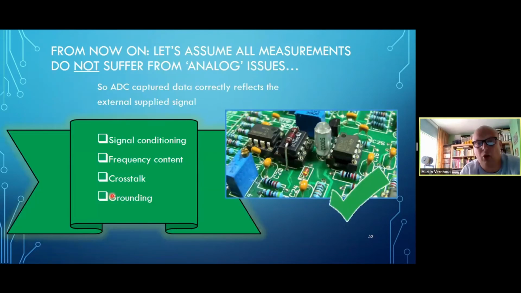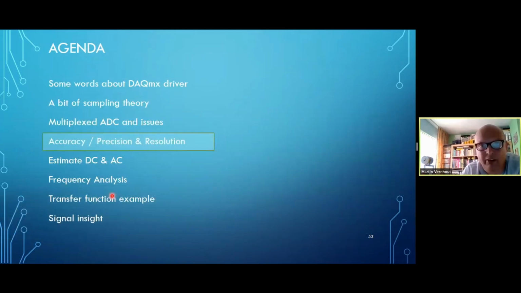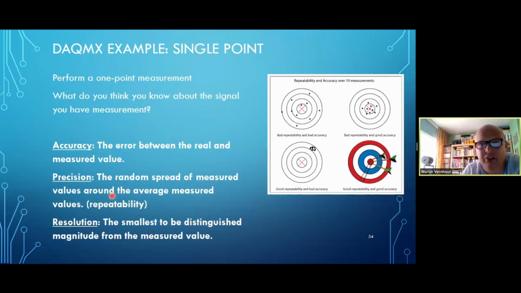All right, so from now on in this presentation, everything we do is not suffering from analog issues anymore. We've done our job. Let's look at the data. Accuracy, precision, and resolution. Accuracy is the error between the real and the measured value. So if you look at this target, you want to be in the center, obviously. That will give you a high accuracy.